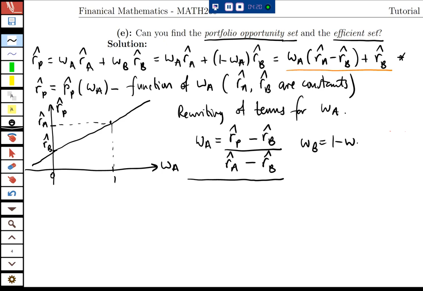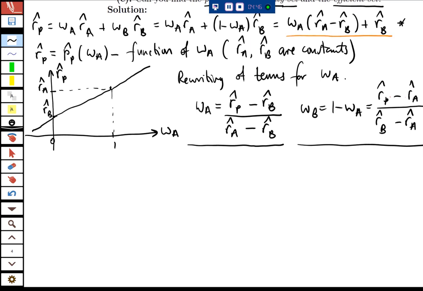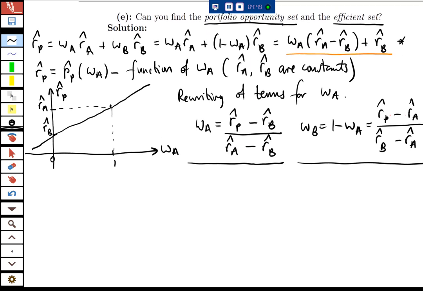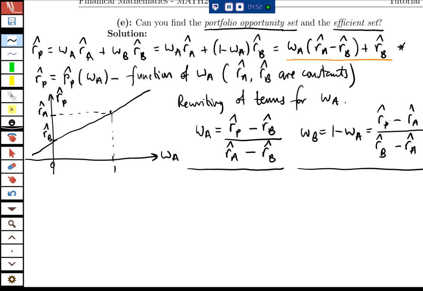Similarly, we can do the same for omega B. This is just 1 minus omega A, so it's just a simple fraction. A little bit of rearrangement, a little bit of playing around with the fraction. Simple enough to see that we get this. Okay, so that is the weights in terms of the returns on the portfolio. Actually, we want the portfolio opportunity set, so we want the expected return as a function of the variance.